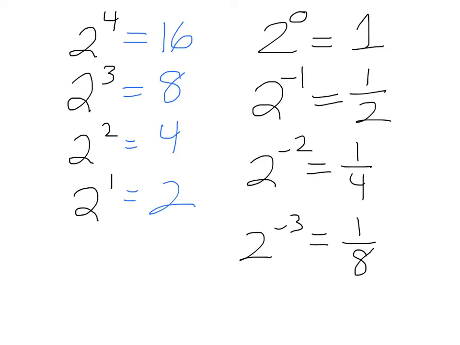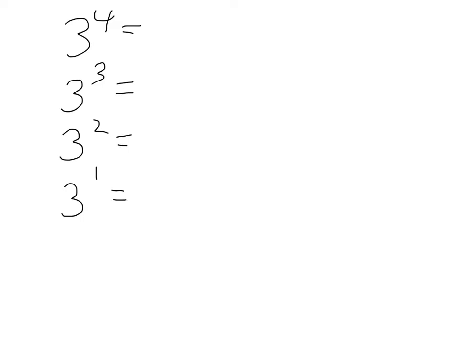Okay, now let's look at this pattern. 3 to the 4th, 3 cubed, 3 squared, 3 to the 1st. What is 3 to the 4th? It's 81. And 3 to the third? 27. And 3 squared? 9. And 3 to the first? 3.